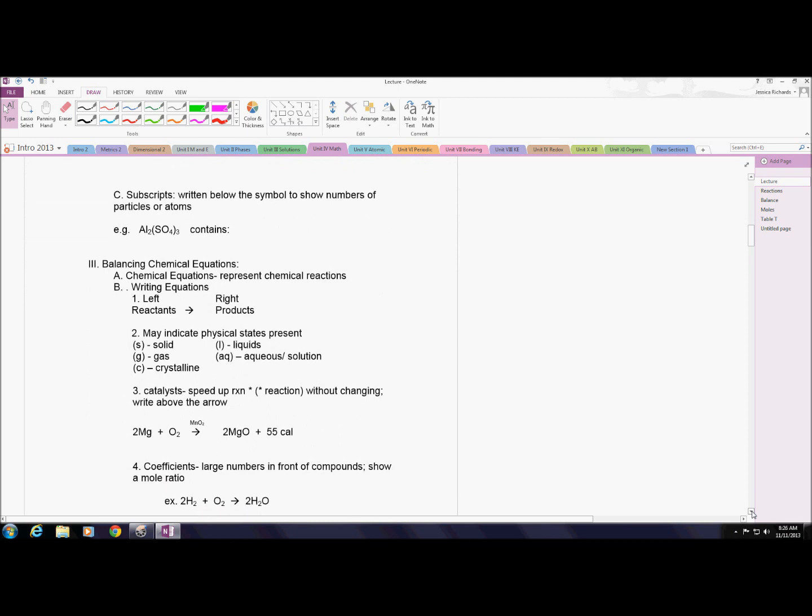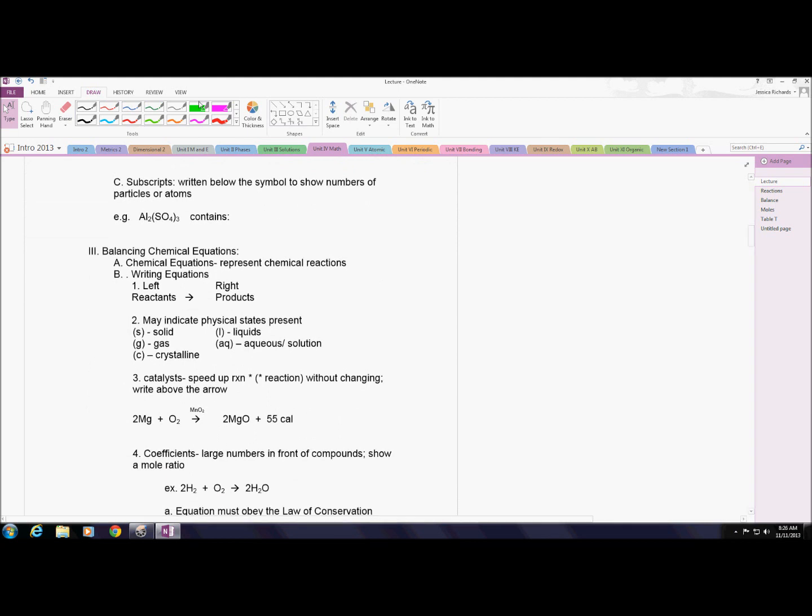When we write formulas and we have those subscripts below them, they apply to the element directly in front of them. So this too only goes to the aluminum. As soon as we put parentheses in, this number is going to apply to everything that's in the parentheses. So it's going to apply to the oxygen and to the sulfur. Because what this subscript 3 means is that I have 3 of these sets.